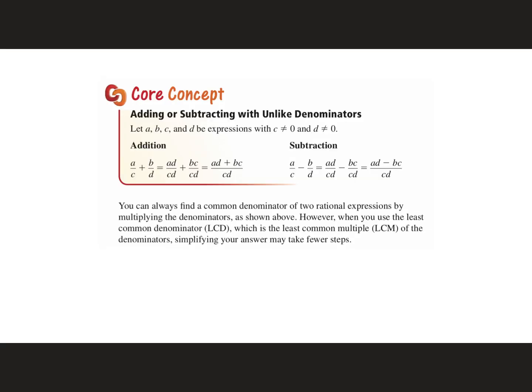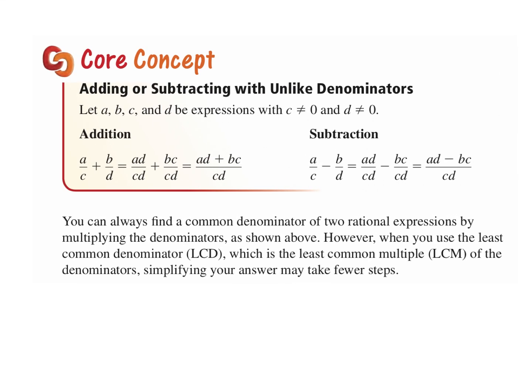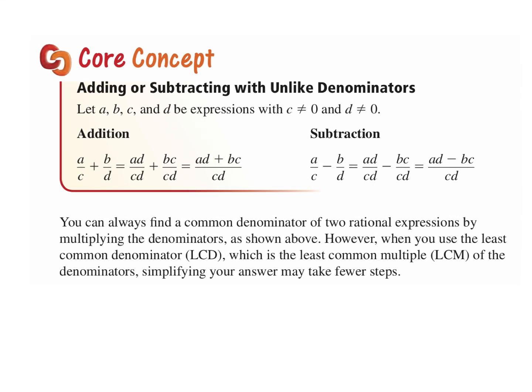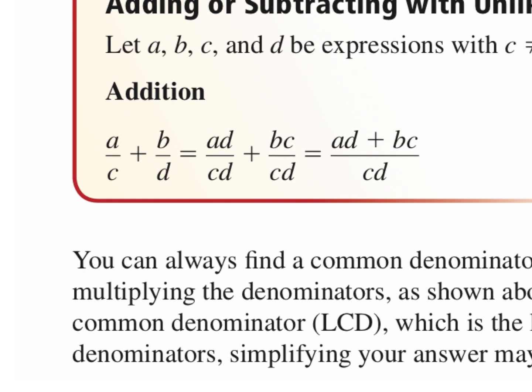All right, so now we're going to do some examples where we're adding and subtracting with unlike denominators. If we have unlike denominators, we have to make them like. So you can always find a common denominator of two rational expressions by multiplying the denominators as shown above. However, when you use the least common denominator, which is the least common multiple of the denominators, simplifying your answer may take fewer steps. So you can always just multiply each fraction by the other denominator.